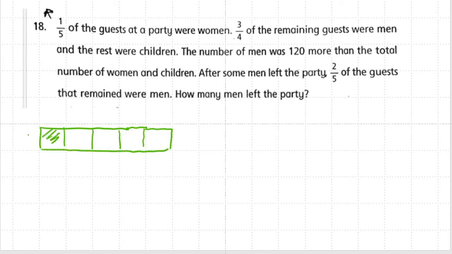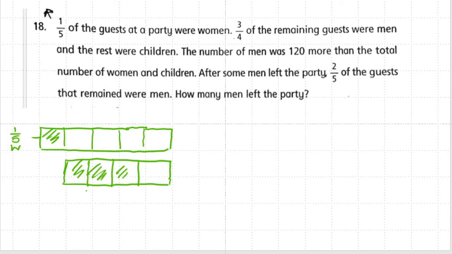1/5 is actually women, 1/5 women. So 2/4 of the remainder were men and the rest are children. When it says remainder, always draw down because it will not cause any confusion. So 3/4, right? So you say, this one 3/4 men, and then this one 1/4 is actually children.